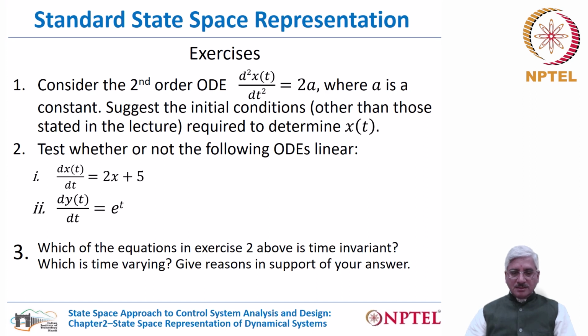Test whether or not the following ordinary differential equations are linear. dx by dt equal to 2x plus 5. We have to determine whether this equation is linear or not. The second one given to you, there the variable is not x, it is y: dy by dt is e power t. So you have to determine whether this equation is linear or non-linear. And for both these equations, you have to find out whether any of these is time invariant, and which of these is time varying. And you have to give reasons supporting your answer.